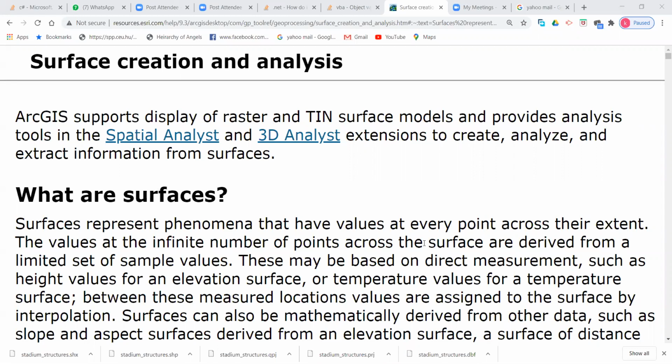Okay, great. So this is very important to know because there's a whole lot of analysis that is done that is not necessarily vector-based, and that's why I need to touch on this. Also, some analysis is raster-based, but they all kind of relate to what we call the surface. All right, so surfaces represent phenomena that have values at every point across their extent.